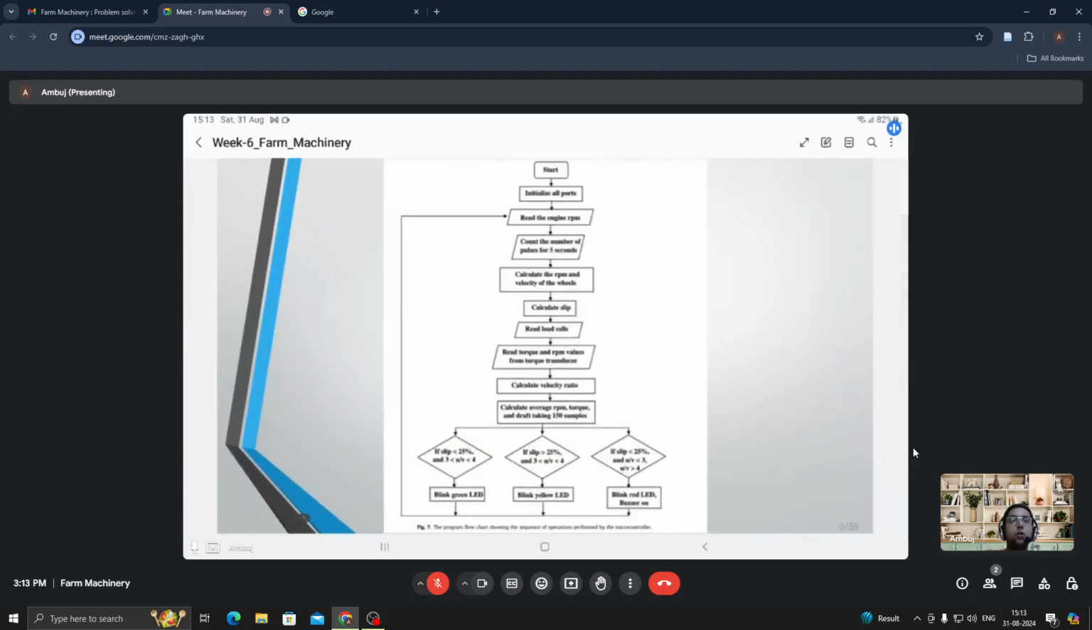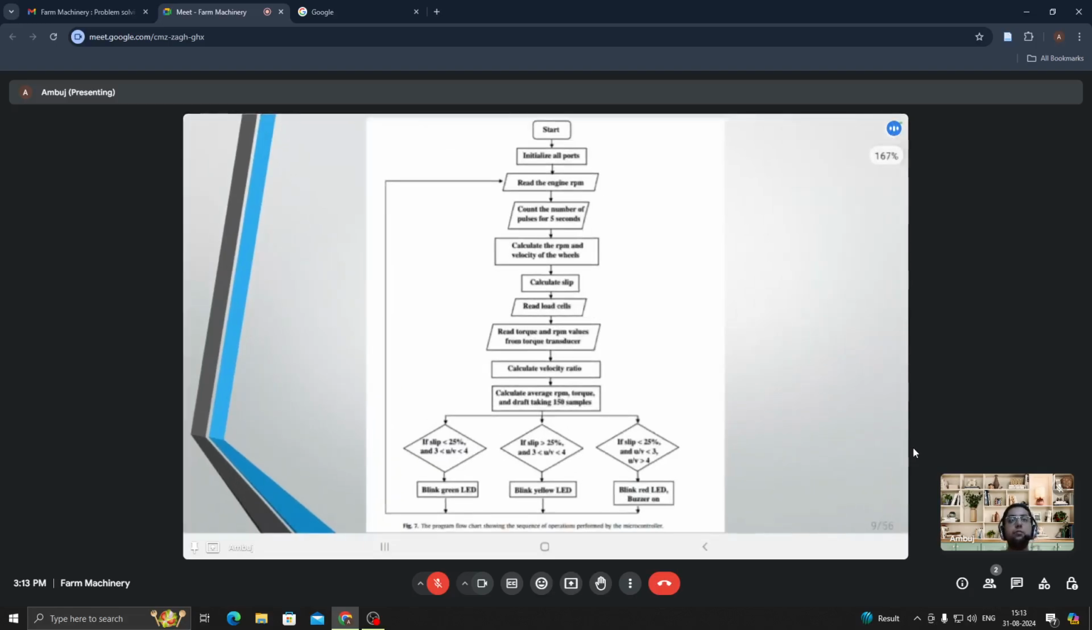Okay, this particular logic they have given. Here you can see the logic of the entire program. Initialize, start, then reading the engine RPM, then counting the number of pulses for 5 seconds, then calculating the RPM and velocity of the wheels, then calculating the slip, then reading the load cells, then reading the torque and RPM from the torque transducer, then calculating the velocity ratio, calculating the average RPM, torque, draft, taking 150 samples. Then after the 150 samples, we come to the decision part.